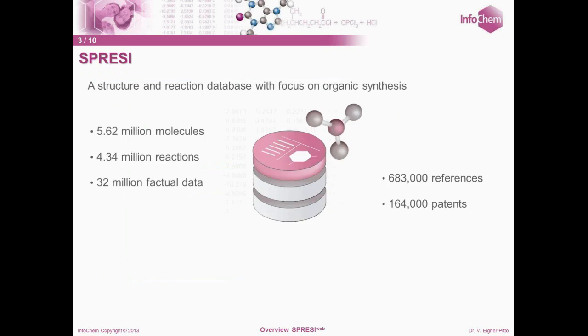So SPRESI is a structure and reaction database that focuses on organic synthesis. It contains now 5.62 million molecules and 4.34 million reactions, abstracted from nearly 700,000 references and patents. The database can be accessed via the internet, as you do, and intranet, but it is also purchasable as the SD and RD files.